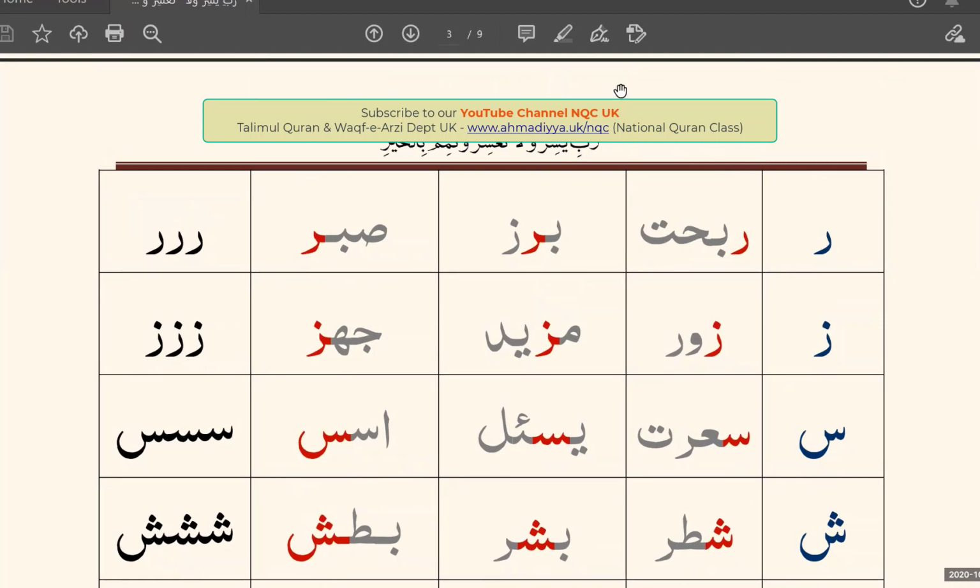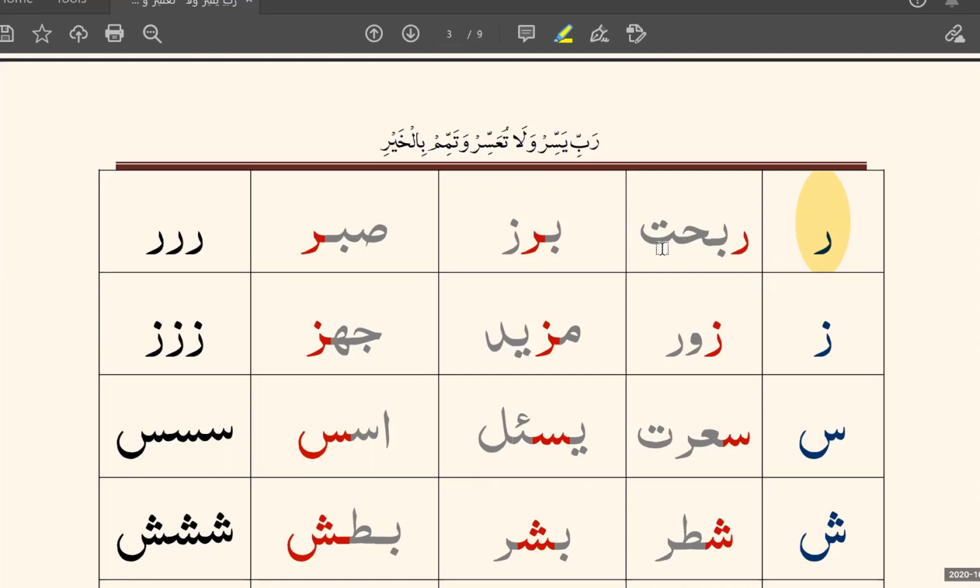So you can see here Ra. Ra cannot be joined to the next letter. As you can see here in the second column, Ra, Ba, Ha, Ta.